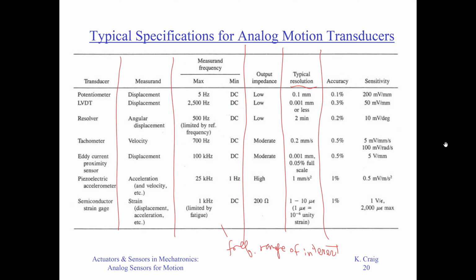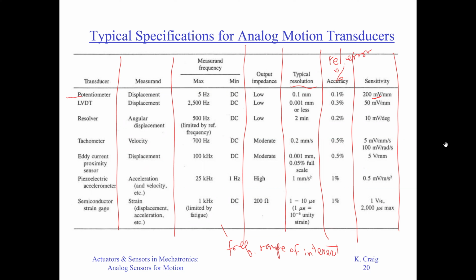So resolution, you have an accuracy. Remember accuracy, we use a relative error in terms of percentage, okay? And the sensitivity, okay? Like if you move 1 millimeter, then what is your voltage change? 200 millivolts, and that kind of thing is called sensitivity.